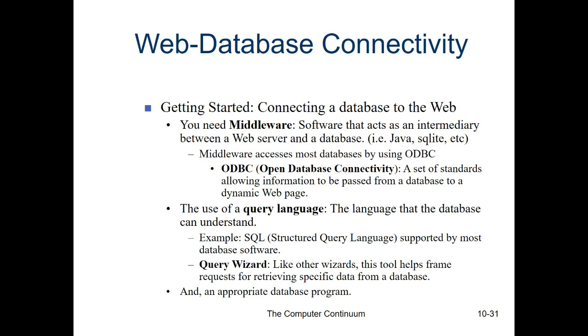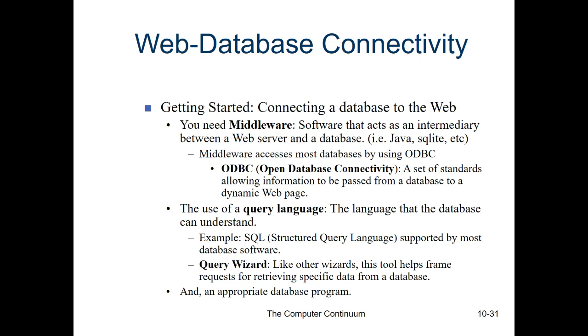Then we have getting started: connecting a database to the web. In order to connect your database to your web application, you need middleware, software in the middle, which can talk with the database and also talk with your web application or web server. So that's where we need middleware, which acts as an intermediary between the web server and the database. For example, Java could be an example, SQLite could be an example. And middleware accesses most databases using ODBC. Keep that in mind. What's ODBC? It is Open Database Connectivity, which is just a set of standards or protocols allowing information to be passed from the database to dynamic web pages.